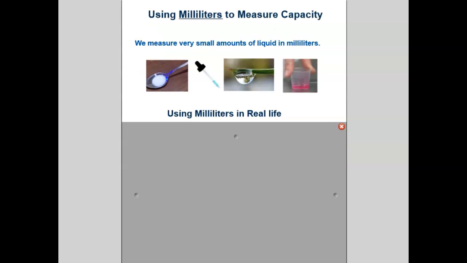So boys and girls, let's look a little bit more closely at each metric unit of capacity. So let's talk about milliliters. We measure very small amounts of liquid in milliliters. So pause the video and think about what are some really, really small amounts of liquid in real life that you would use milliliters to measure.